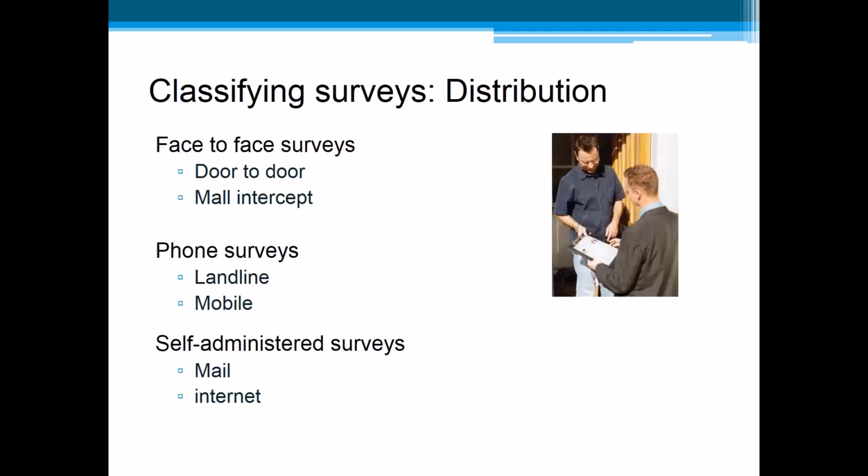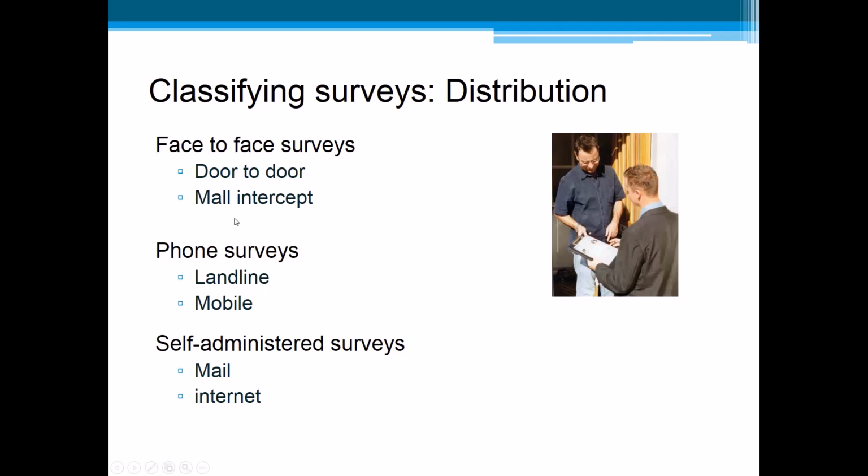To finish off with, we can also think about different ways in which surveys can be classified in terms of the way we distribute them to our participants. So are we distributing them in a face-to-face capacity, so a door-to-door survey? I'm sure we've all had people come to our door and try to conduct a survey in the past.